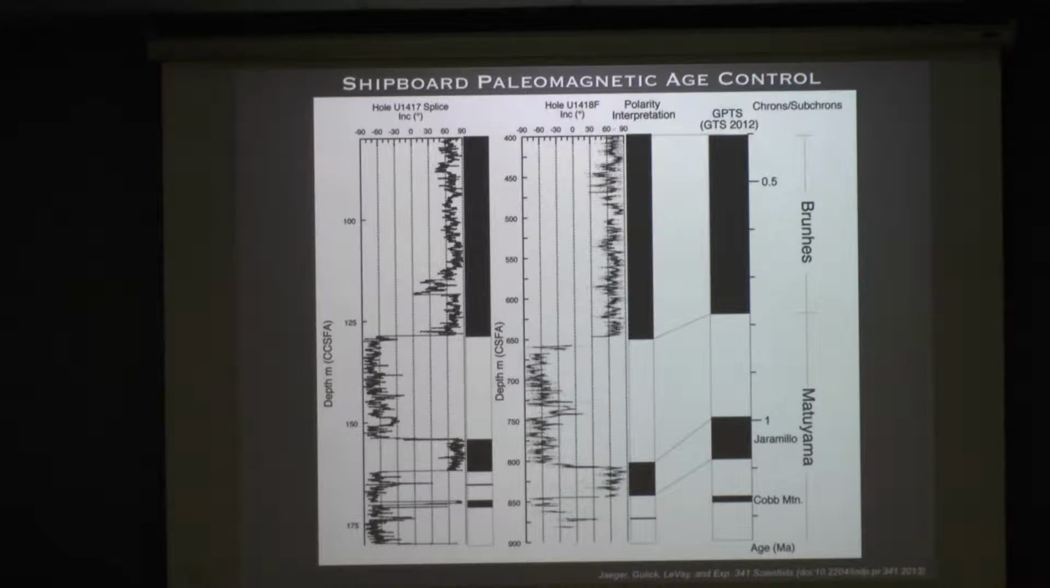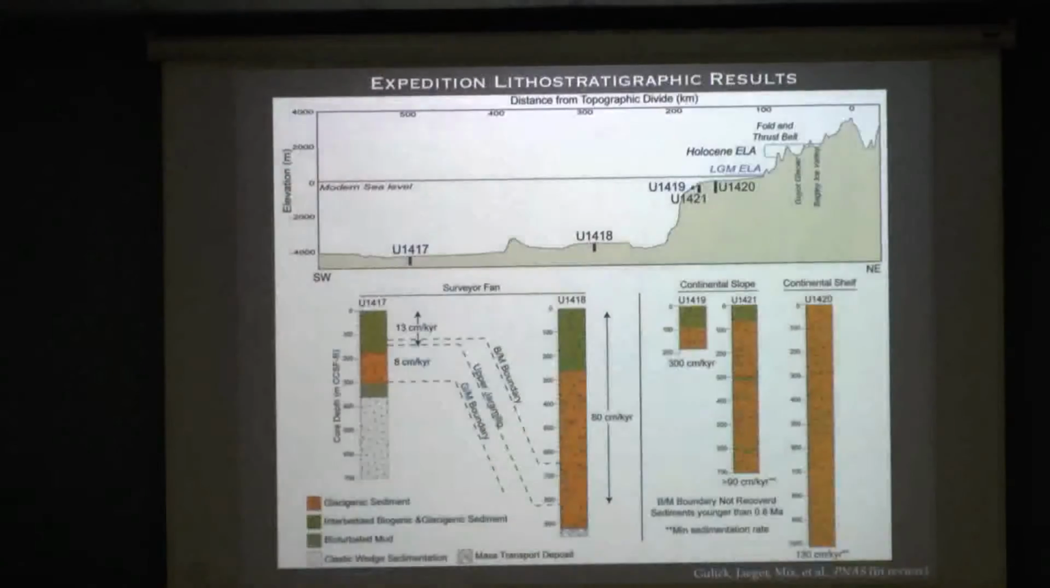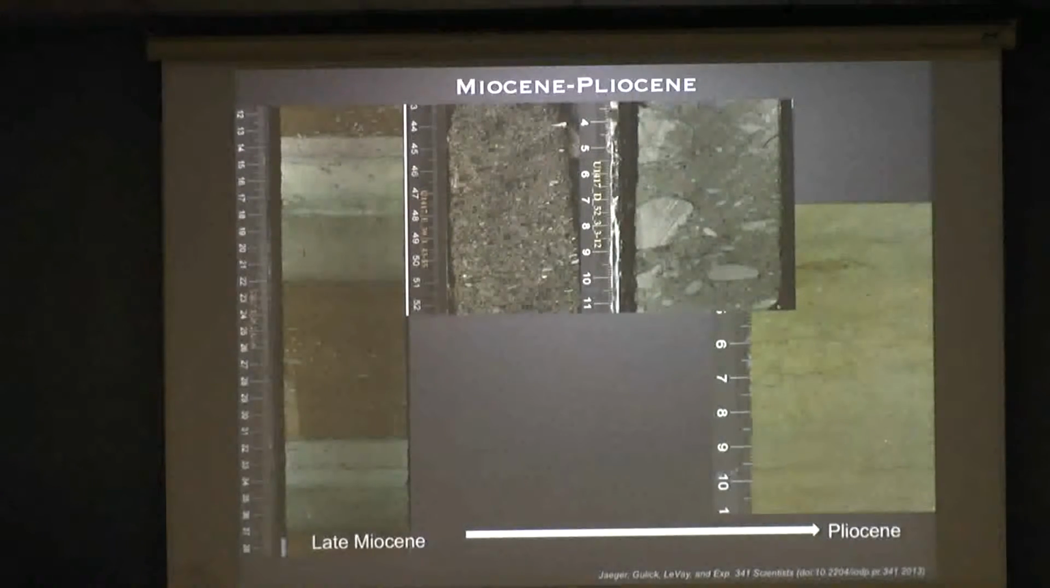So we have this golden spike in our cores we can look at. So what does it look like? These are the cores. This is what the North Pacific looked like in the late Miocene. It's alternating between this green and brown, bioturbated.